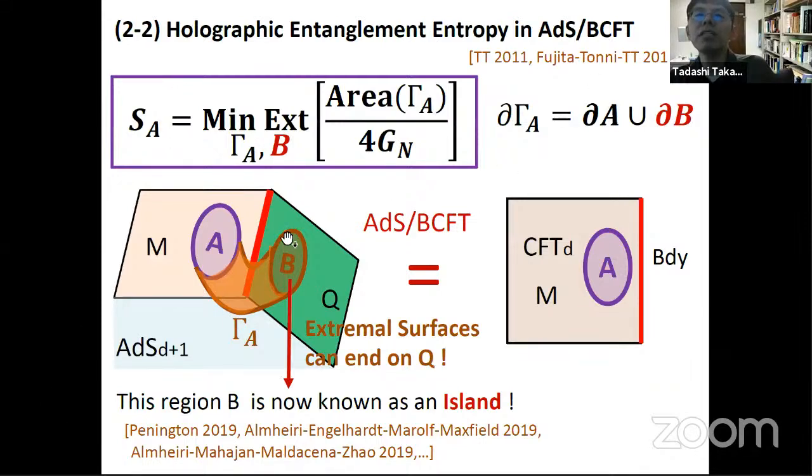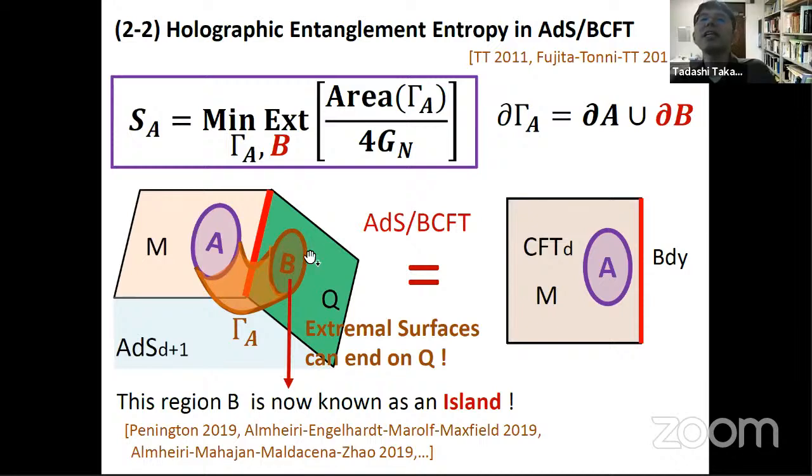And there we already need to include the island, because the minimal surface can end on the boundary surface Q. So this is the boundary of the entanglement wedge, right? So this region inside is an entanglement wedge. Oh, I see. That portion you are saying is the island.